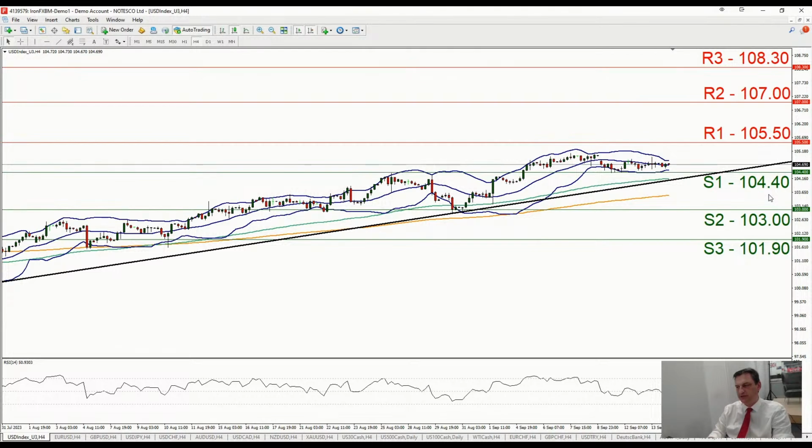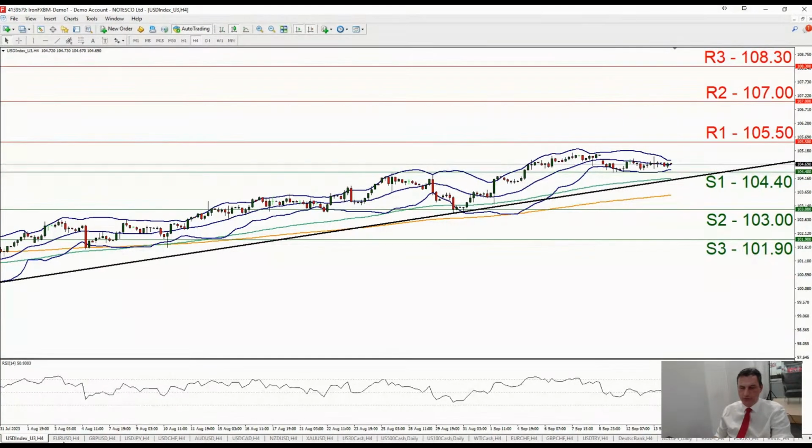On a technical level, should the bulls take over, we may see the price action of the US dollar index rising above the 105.50. While for a bearish outlook, I would require the price action to break the S1 104.40, but also to break the upward trend line we have highlighted and start actively aiming for the 103 S2.